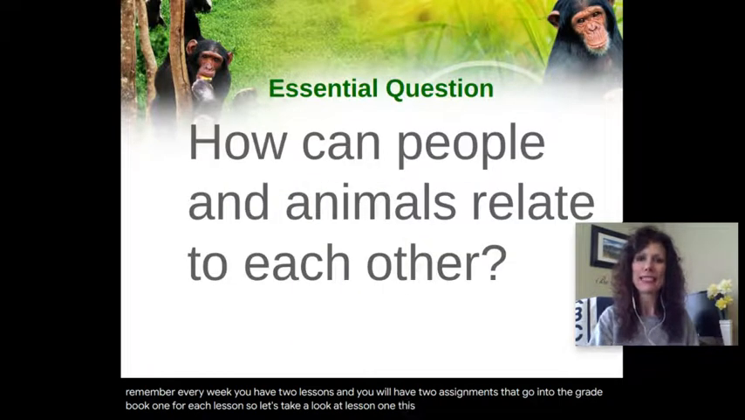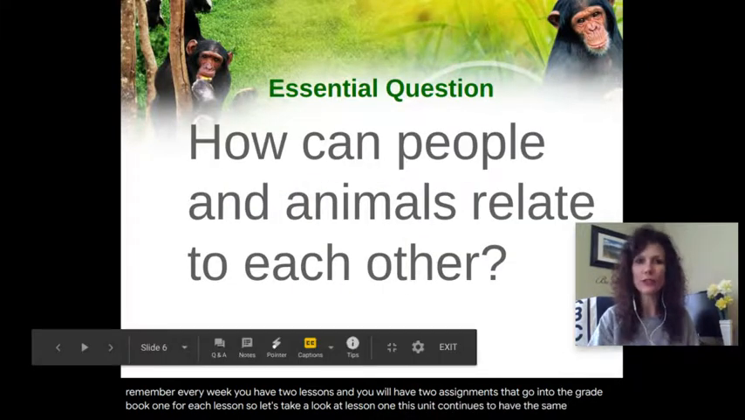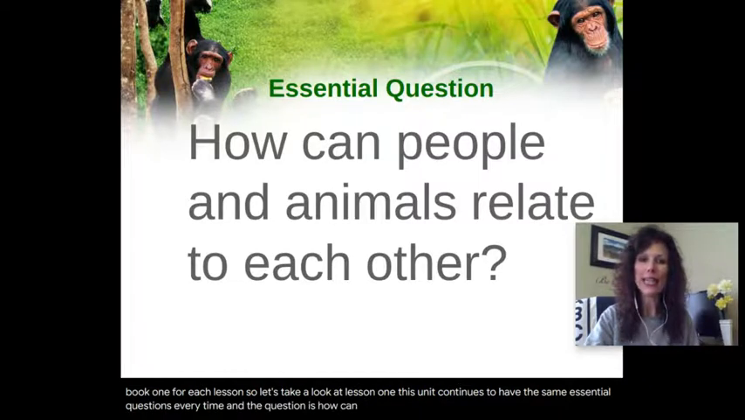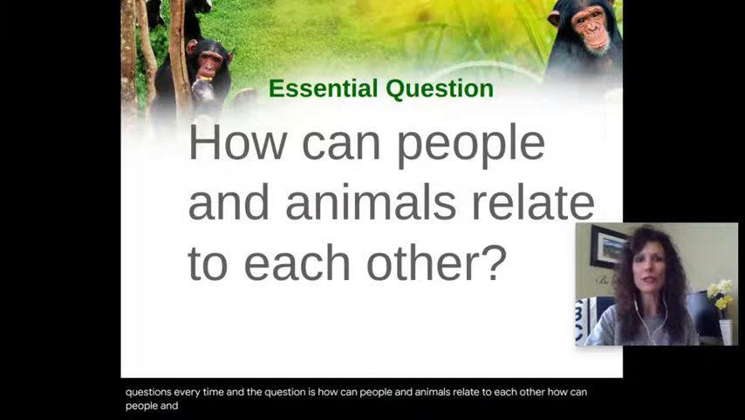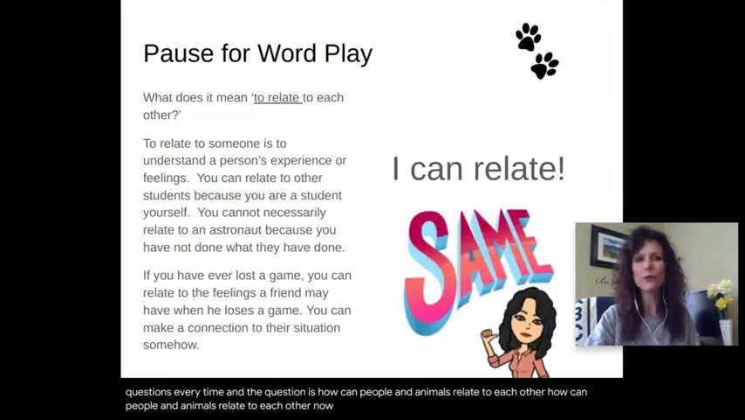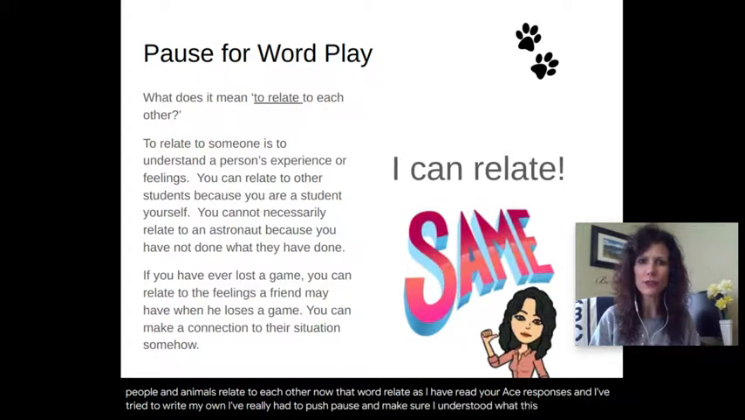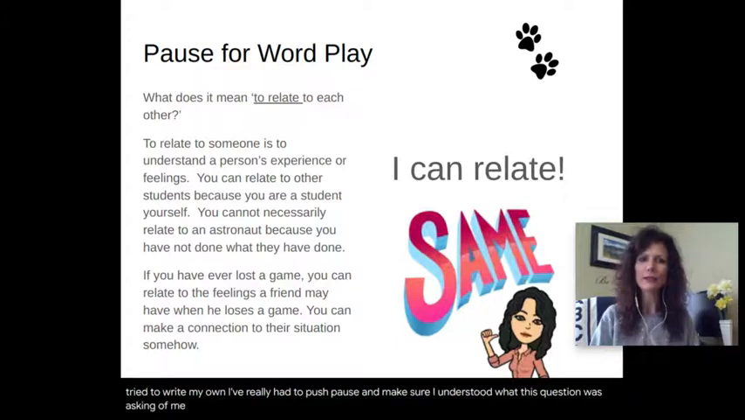This unit continues to have the same essential questions every time. And the question is, how can people and animals relate to each other? How can people and animals relate to each other? Now, that word relate, as I have read your ACE responses and I've tried to write my own, I've really had to push pause and make sure I understood what this question was asking of me. So I took the time to investigate the word relate.